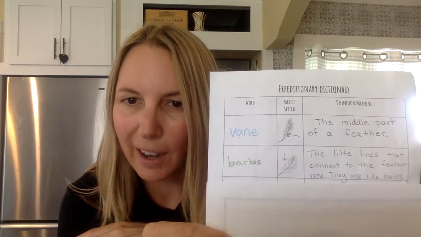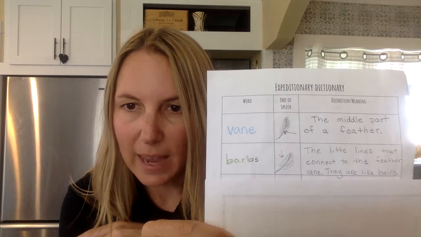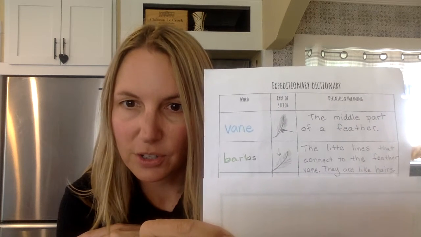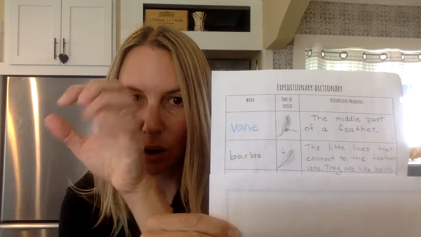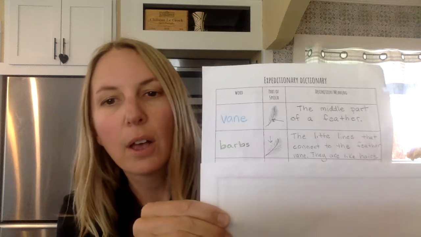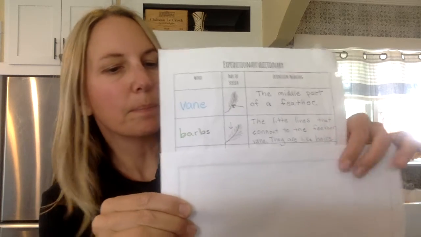The barbs, I was trying really hard to think about how to describe what they are. It's not really hair, but they're the little lines that connect to the feather vein. They're like hairs. Each little one is like its own little hair, and they're connected. They're all hooked together in there. The barbs. The barbs come off the vein.